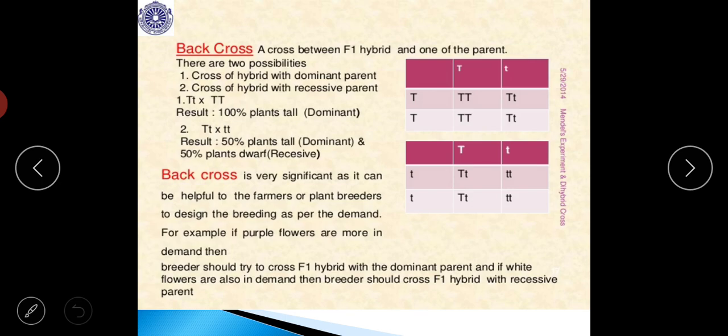The details of this cross are being shown here in this checkerboard. Coming to back cross, again, it is very significant as it can be helpful to the farmers or plant breeders to design the breeding as per the demand. For example, if purple flowers are more in demand, then breeders should try to cross F1 hybrid with dominant parent, and if white flowers are also in demand, then breeders should cross F1 hybrid with recessive parent. So the breeder will have a choice of what type of back crossing can be done.